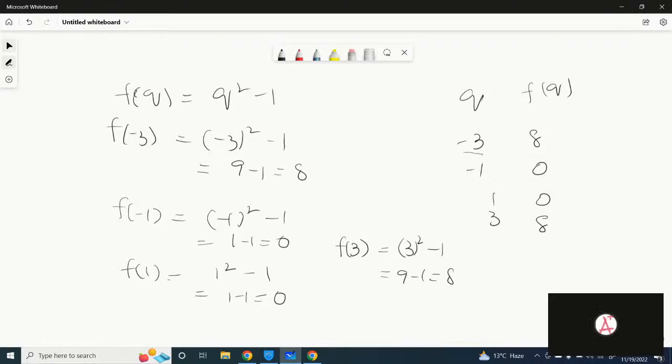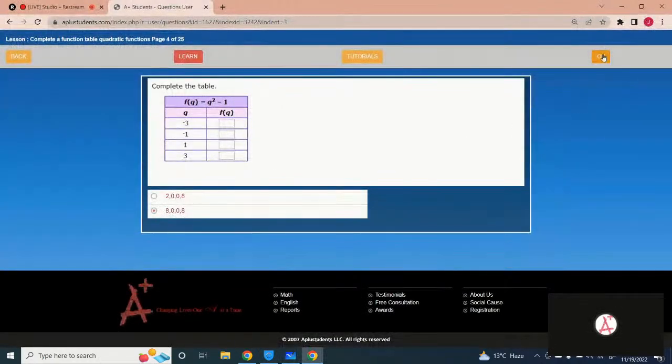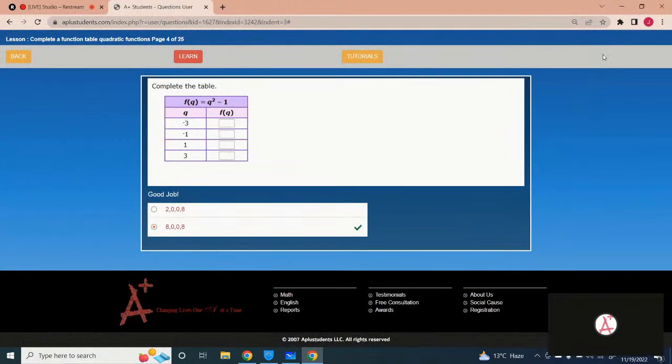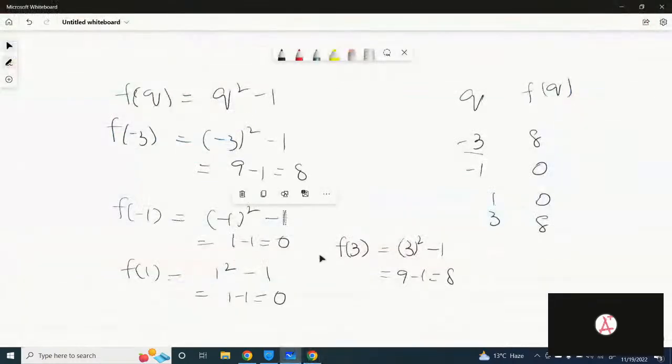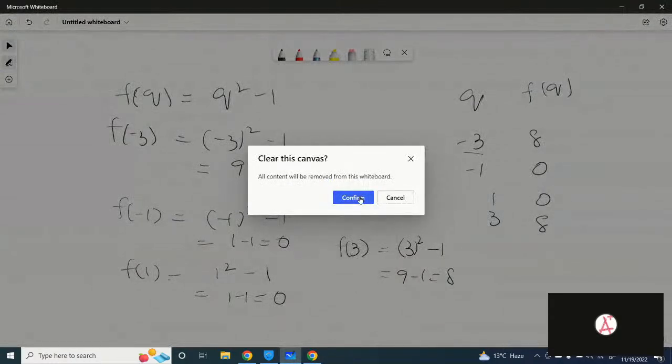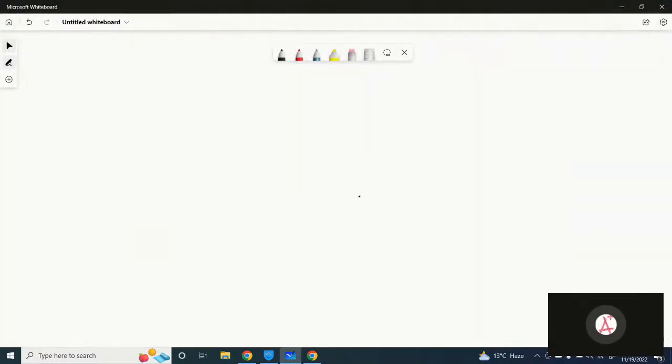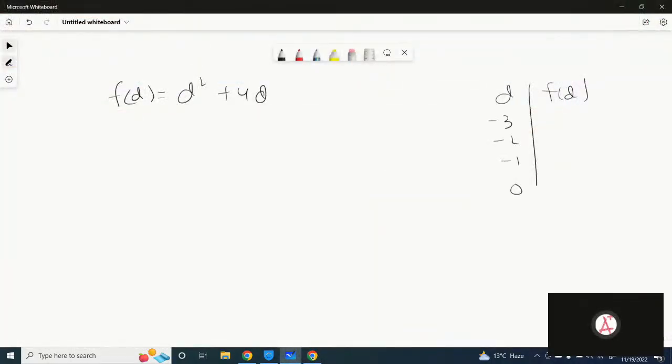Okay, good. Let's do another one. The next one is f of d equals d square plus 4d, and we have to find the values for -3, -2, -1, and 0.